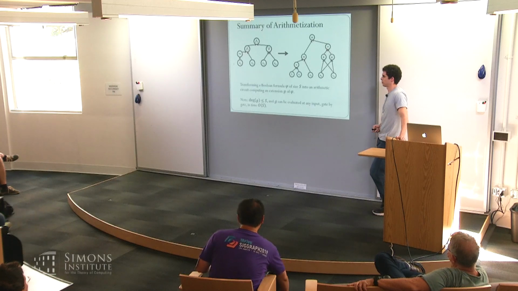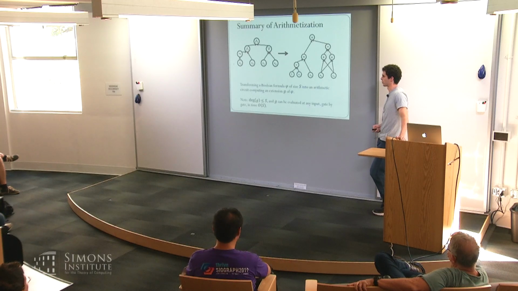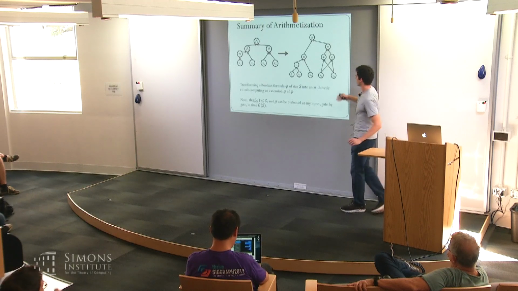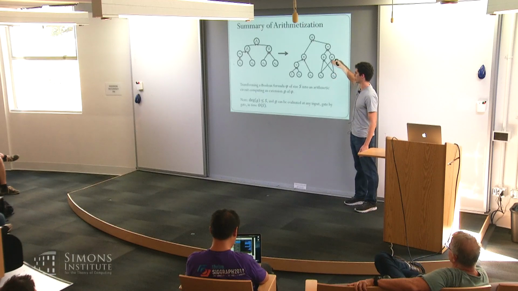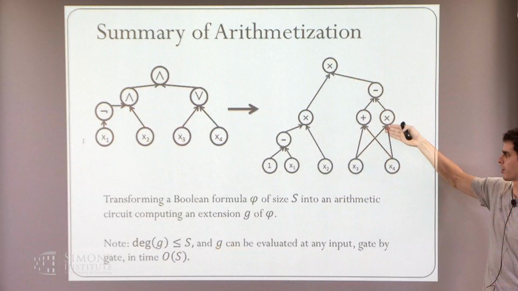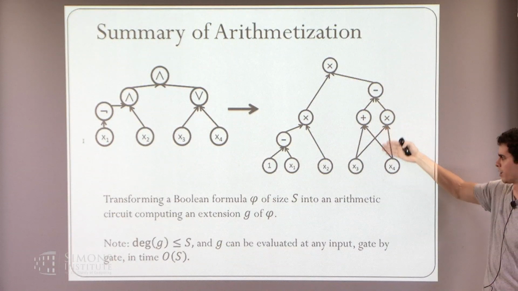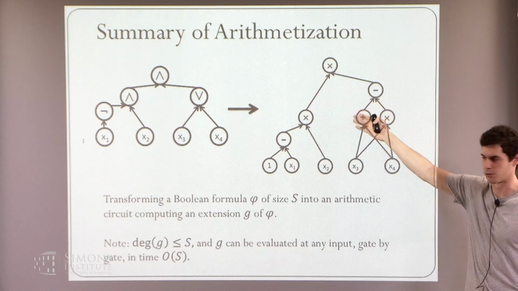Okay, so if there are no more questions, then we can summarize. So the Sharpset protocol simply applies the sum check protocol to the polynomial g computed by this arithmetic circuit. That's it. At the very end of the protocol, the verifier has to evaluate this polynomial at a random point, and it can do it just gate by gate through the circuit.